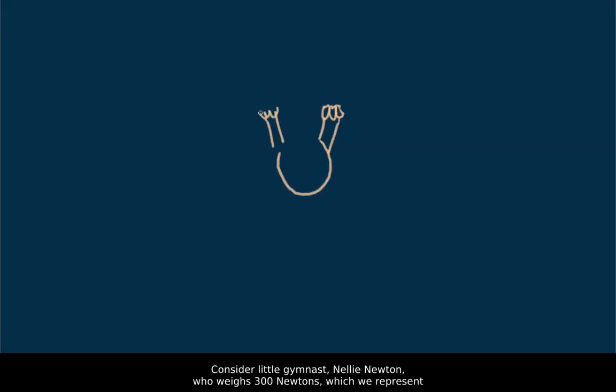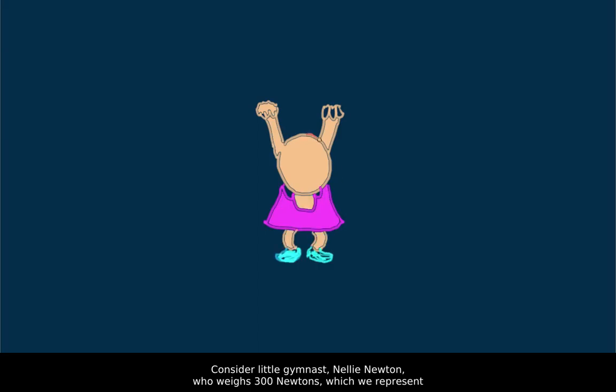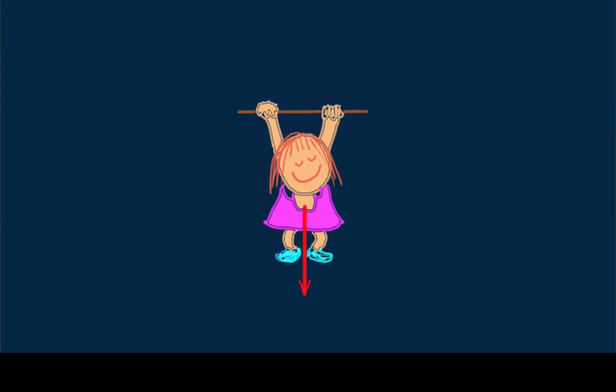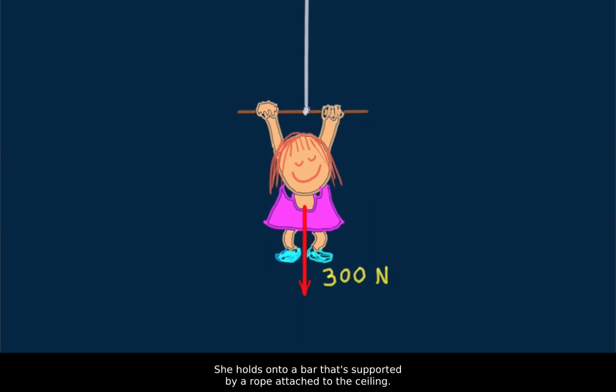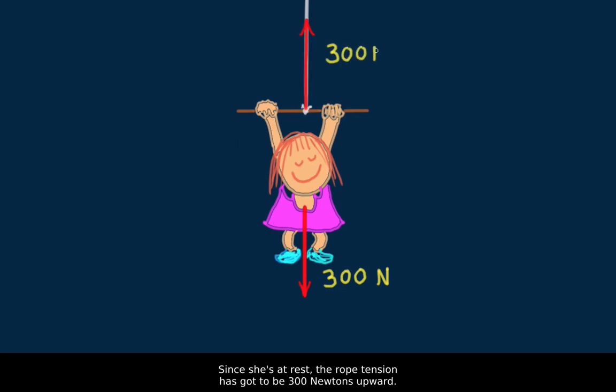Consider little gymnast Nellie Newton, who weighs 300 newtons, which we represent with a red vector, downward in the direction of gravity. 300 newtons is about 66 pounds. She holds onto a bar that's supported by a rope attached to the ceiling. We neglect the weight of the bar. The rope is taut under a stretching force called tension. Since she's at rest, the rope tension has got to be 300 newtons upward.